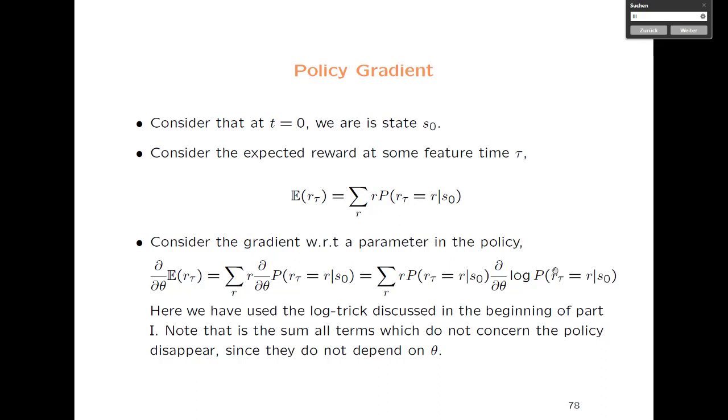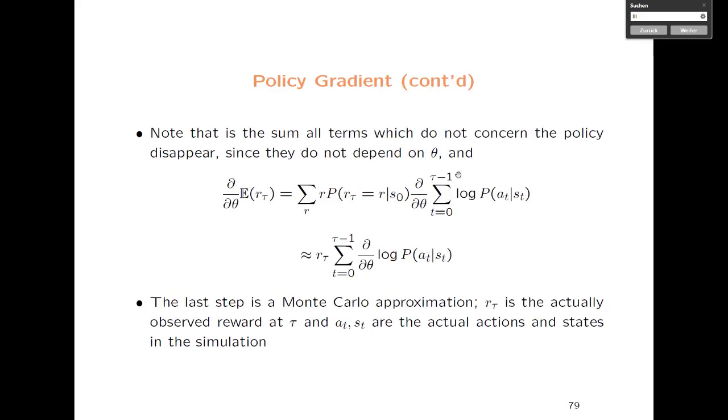So this is a great simplification and a pretty amazing trick, really. Now, since all these terms disappear, the derivative is again the sum over r, and then r times the probability that r is observed given as 0. And now we have the derivative from time 0 to tau minus 1 of the log of the probability of the action given the state.